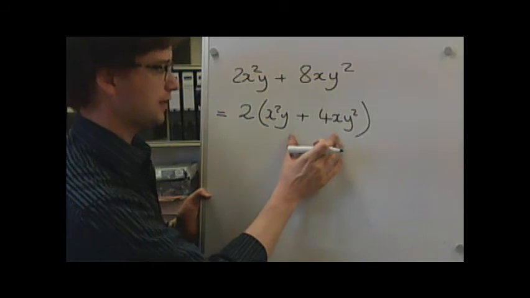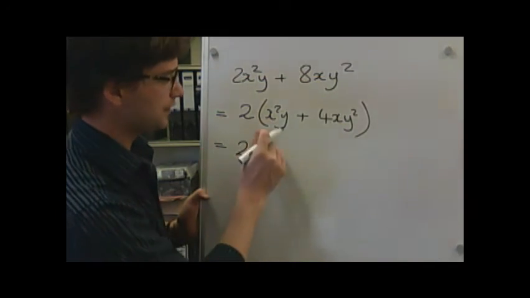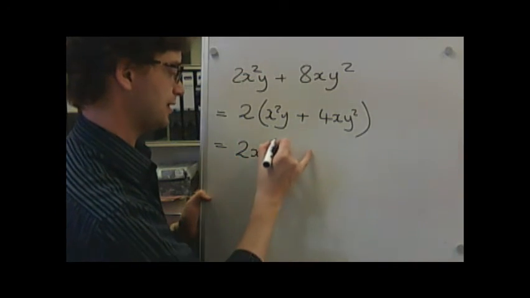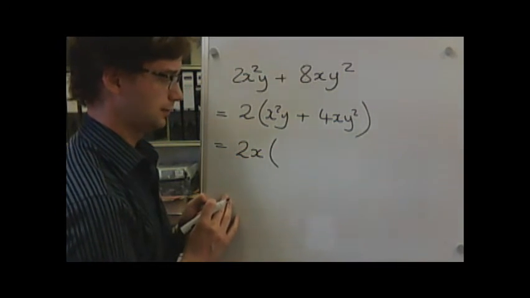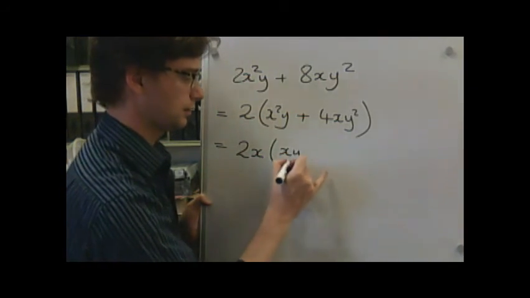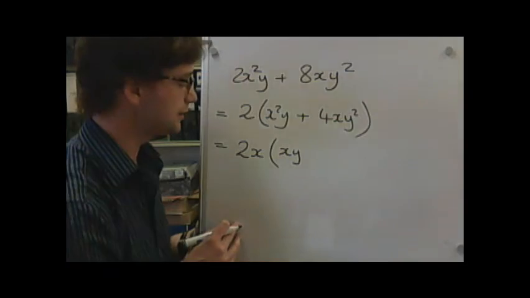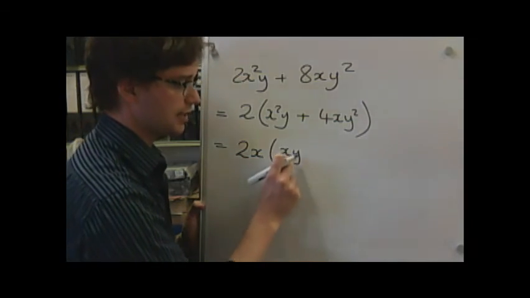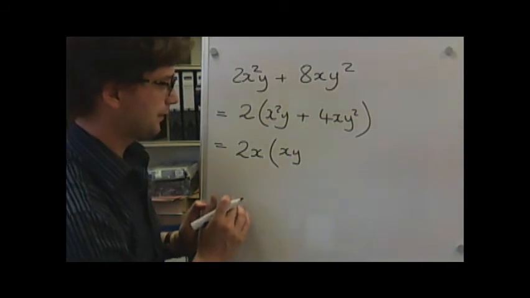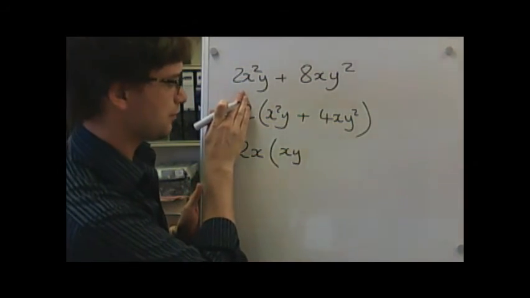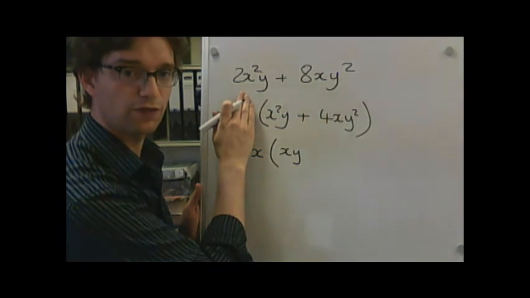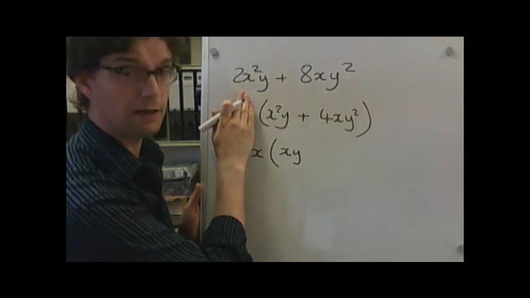But now I'm going to look at this and think, well, hang on a minute, I've got x's here and I've got x's here, so maybe I can get an x out as well. X times what is x squared y? If you think about it for a couple of minutes, you'll probably see that x times xy is equal to x squared y. And now I've kind of forgotten about my 2 for a minute. I don't worry about my 2. I need it there, but I'm going to come back to it later on.